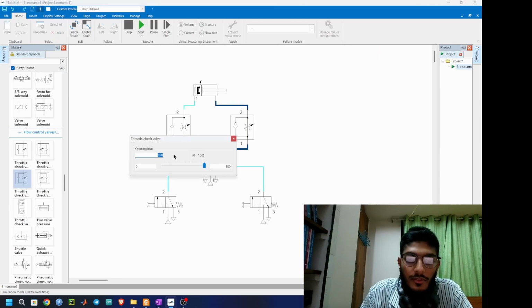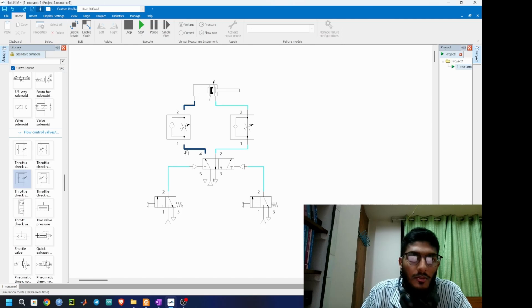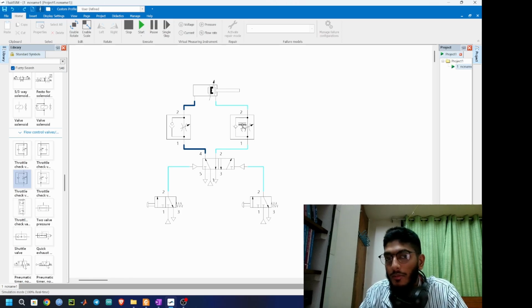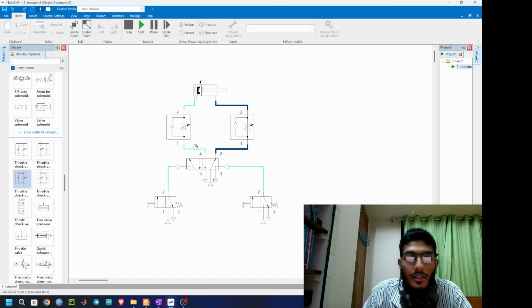Okay, let's simulate this again. First, let's make this 5. 5 is good. Okay. So when I am pushing this button, I am not restricting the inflow, but I am restricting the outflow. Here also, when I'm pushing this button, I'm restricting the outflow. You see that? So this circuit is called a meter out circuit because I am restricting the outflow, not the inflow.